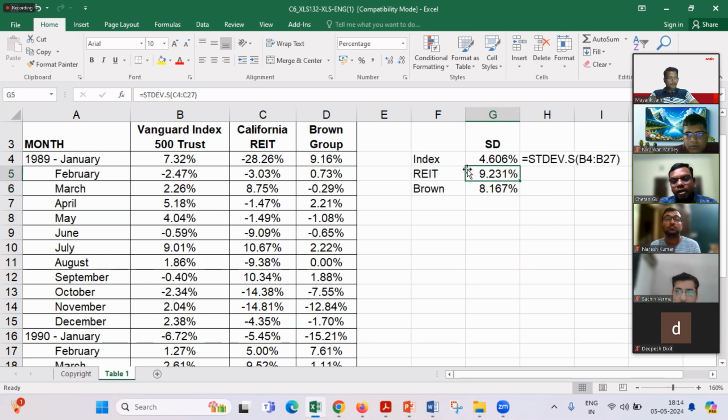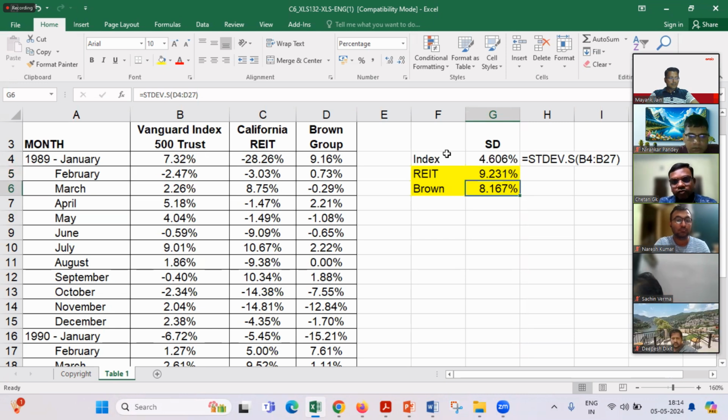REIT. Among REIT and Brown, because we are only discussing these two stocks to start with, since this is an index, we should not be comparing the index to start with. Let us now only discuss REIT and Brown. You know that REIT's standard deviation is higher, so we tend to say that REIT's risk is more when compared to Brown's risk, right? And if you compare the index standard deviation, you can see how safe the index is, because its standard deviation is only 4.6%. And REIT's risk is actually 9.23. It is more than double, in other words.